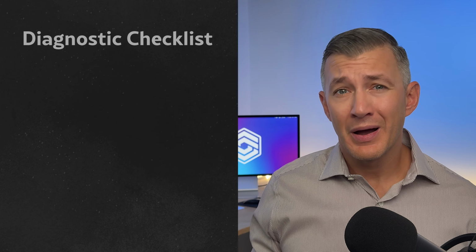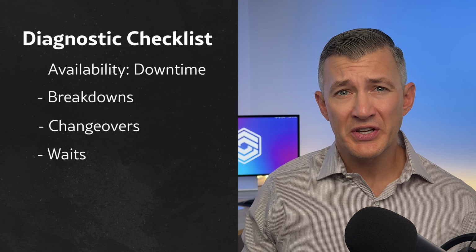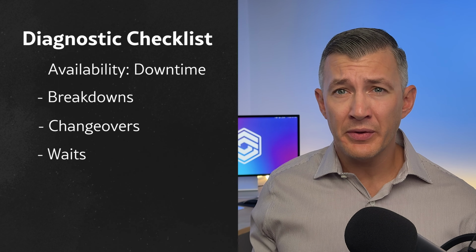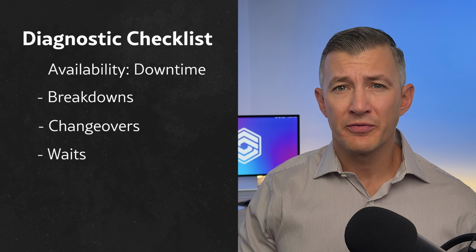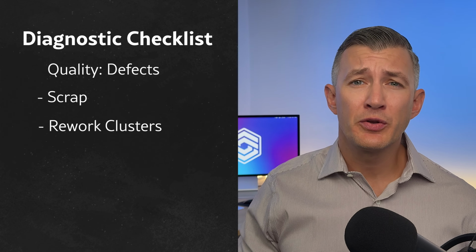So you've got your number. How do you analyze it? Dig in and see which category is holding you back. Is your availability low? Try and see what's causing downtime or failures. If your quality is low, see where you produce the most scrap.